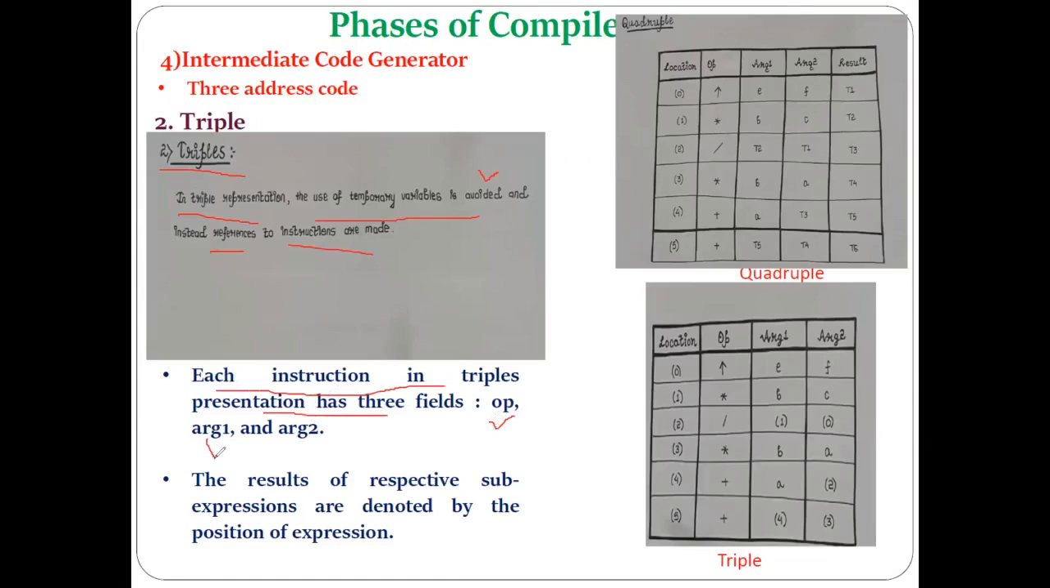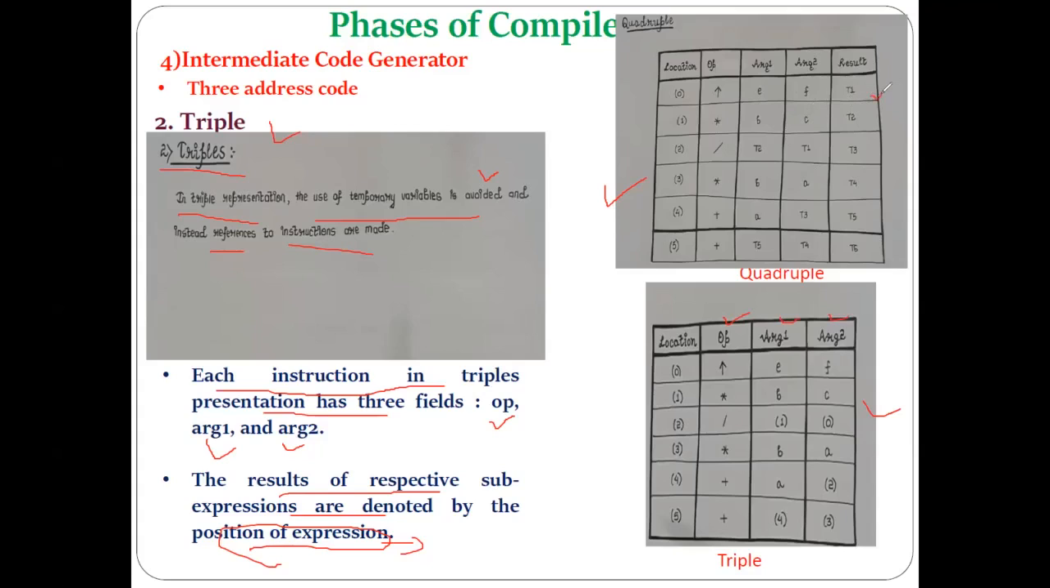First is the operator, second is argument one, third is argument two. The results of the respective subexpressions are denoted by the positions of the expressions. So we make use of references to positions in the triple representation. First you need to understand why it is called a triple: because it consists of three fields, the operator and two operands, or two arguments. This is the quadruple representation we have studied. Now for this quadruple, this is the triple representation generated, with three fields: operator, argument one, and argument two.